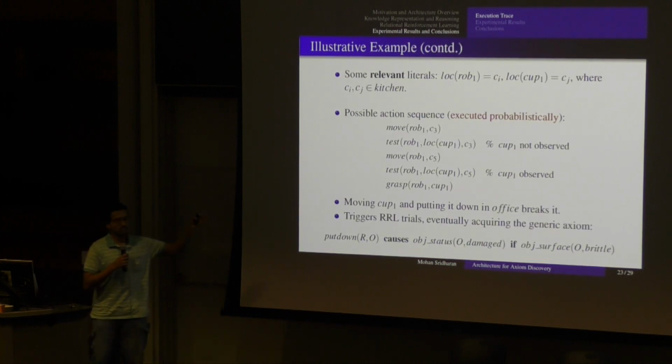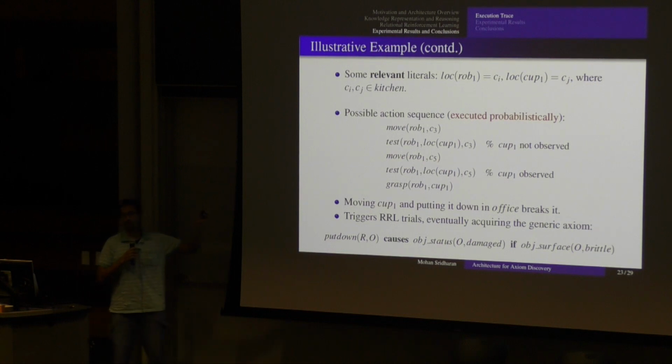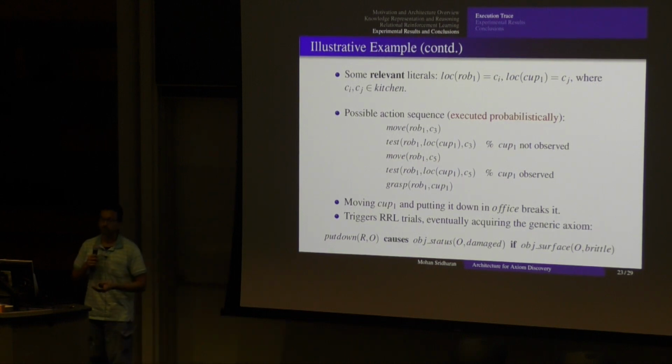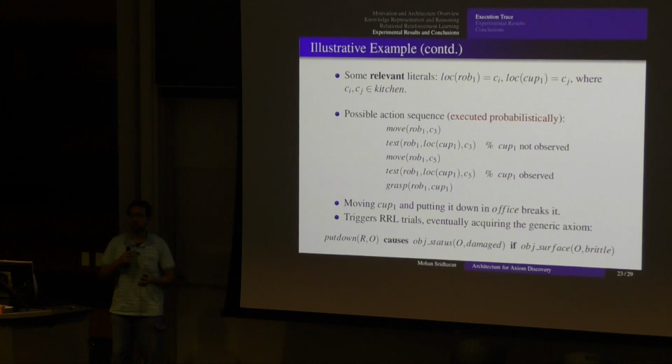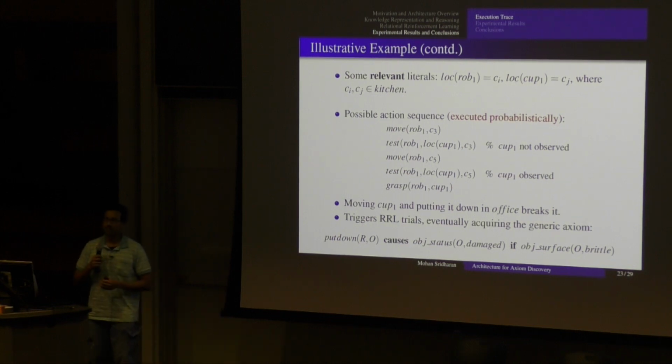So I'm showing logical statements here, but each such logic statement or action is executed probabilistically. The robot moves to different cells, searches for it. It sometimes doesn't find it. Then it finds it reliably, and then it grasps it and brings it back to the office, successfully puts it down there somewhere on the table, and now it's like, yes, I did it. But then it opens its eyes and says, oh, what's going on here? The cup is broken, right?